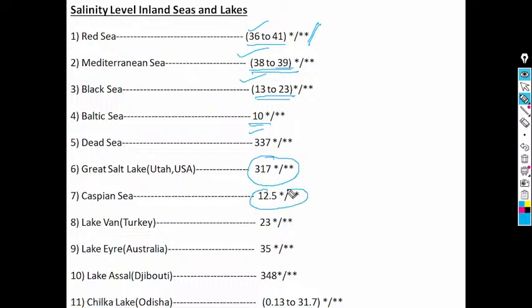The Caspian Sea is 12.5. Lake Van in Turkey is 23. Lake Eyre in Australia is 35. Lake Assal in Djibouti is 348. Chilka is 0.13 to 31.7.